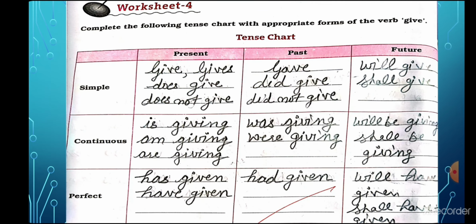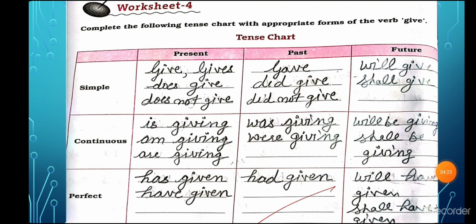Now students, complete worksheet number 4 also. Do worksheet number 4 yourself and you can take help from worksheet number 2 and complete this tense chart. Here our tense chart is given to you with appropriate forms of the verb give. Here you have to complete this chart. For example, students, if it's present perfect tense, then use the helping verb has or have, like has given, have given. If it's continuous, then we can use is giving, am giving, are giving. If it's past continuous, then we can use was giving, were giving. Like this, students, complete this chart with appropriate forms of the verb give.